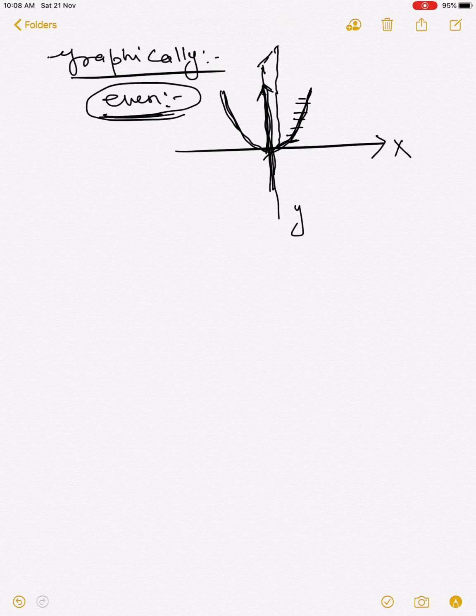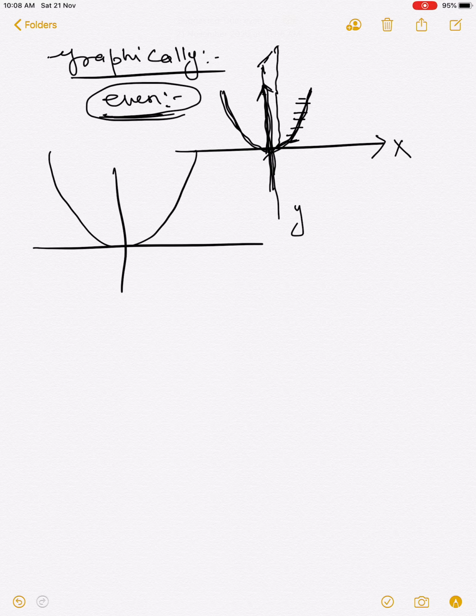is an even function. Or we can also say that, by definition, if f of minus x is equal to f of x, that is an even function. That is the algebraic definition of an even function.